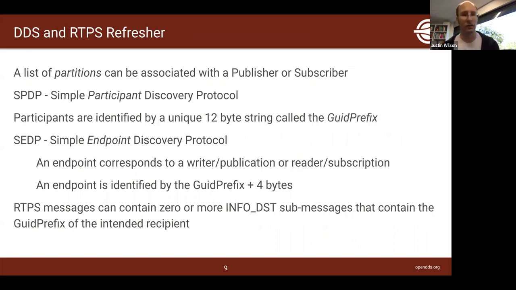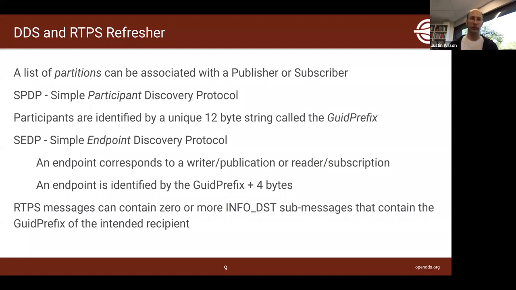So a slight refresher on RTPS. First is that a list of partitions can be associated with a publisher or subscriber. A partition is just a string that defines kind of a logical subset of an application. And we're going to use partitions extensively in the relay for routing. SPDP stands for Simple Participant Discovery Protocol. And participants are identified by a unique 12-byte string called the GUID prefix. And all RTPS messages contain this 12-byte GUID prefix.